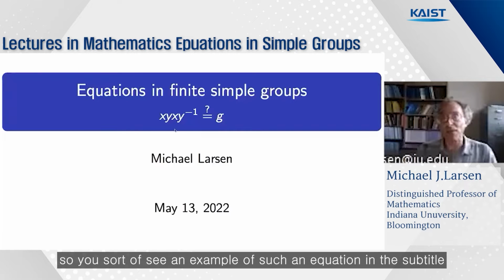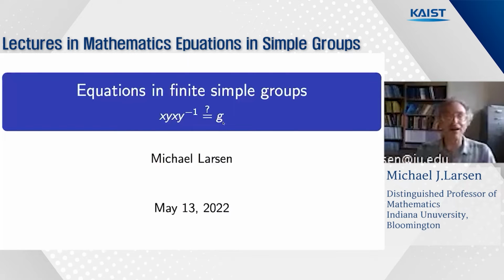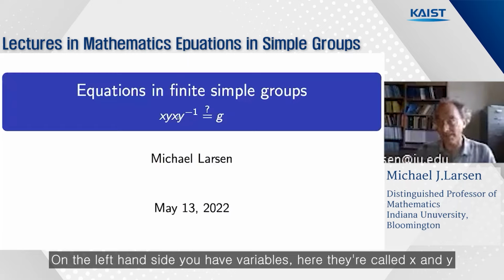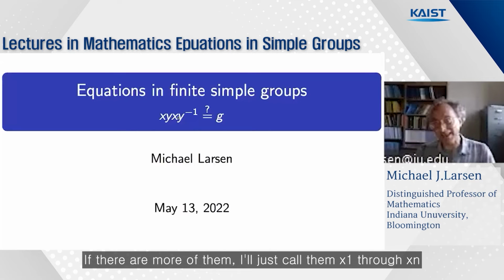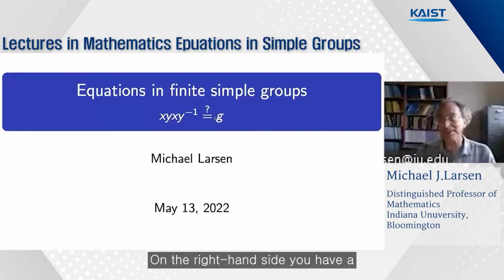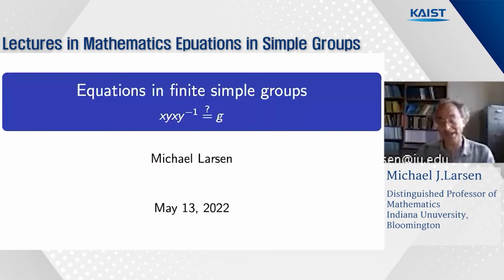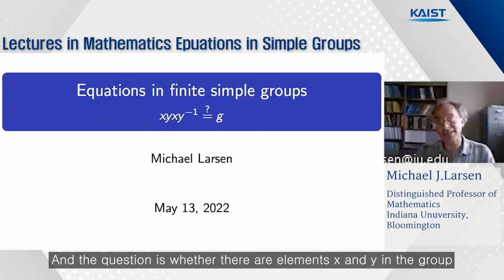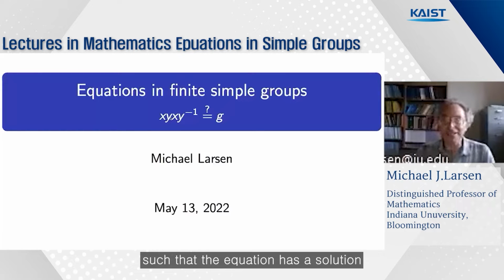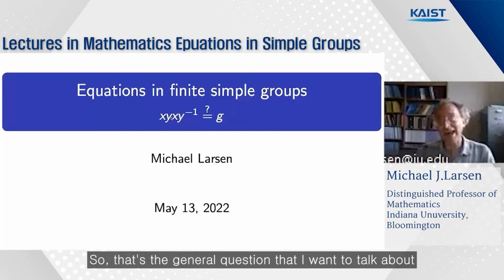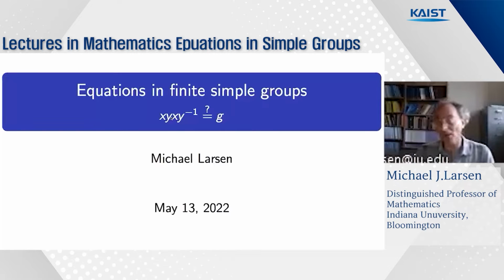So you see an example of such an equation in the subtitle. On the left-hand side, you have variables. Here, they're called x and y. If there are more of them, I'll just call them x1 through xn. On the right-hand side, you have a constant, which is an element of the group. And the question is whether there are elements x and y in the group such that the equation has a solution. So that's the general question that I want to talk about.